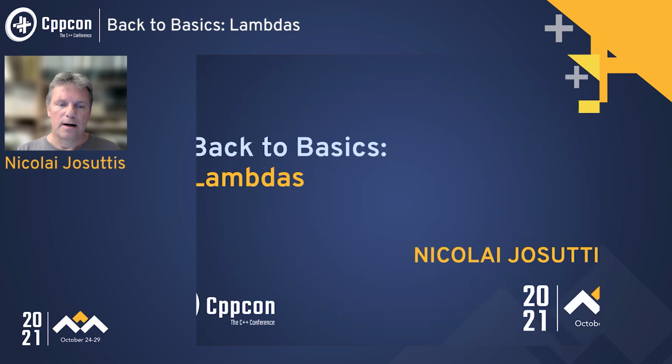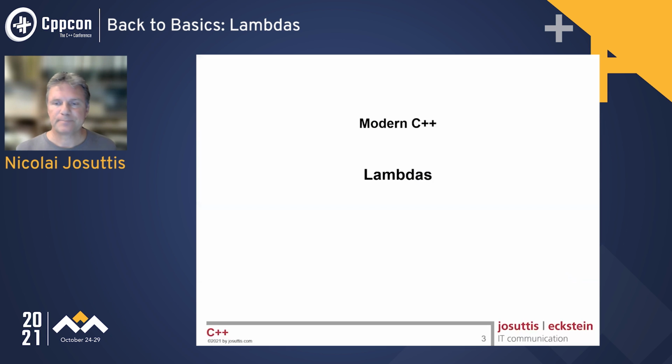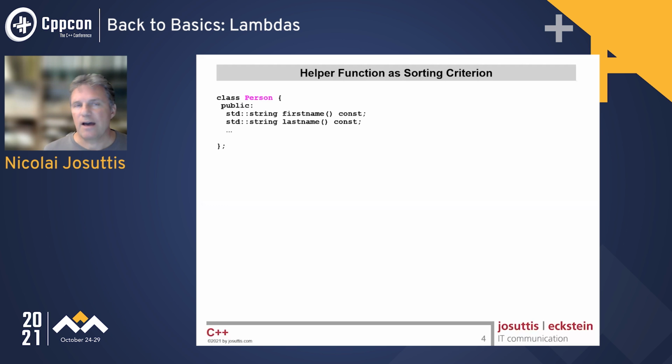This time, I selected a couple of slides to come back and discuss Lambdas from the beginning into some details and to understand the essence of Lambdas and maybe a few tricks you didn't know. So let's look. Why do we have Lambdas? Well, assume you have a class Person here, and in this class Person, we have member functions to return the first and the last name, beside a couple of other stuff.